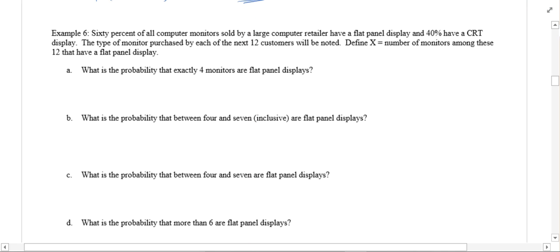Let X equal the number of monitors among the 12 that have a flat panel display. So what we're considering a success is defined for us: the ones that have a flat panel display.